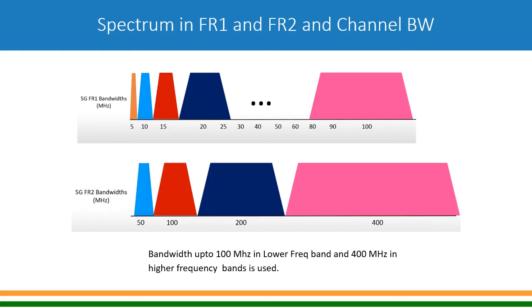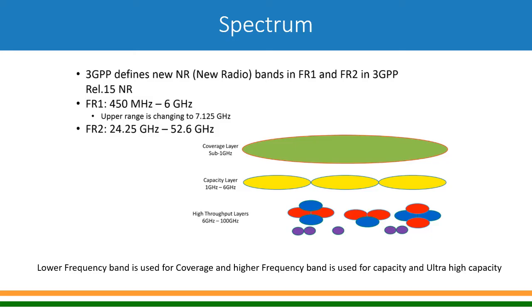Channel bandwidth: in lower frequency ranges, channel bandwidth starting from 5 MHz up to 100 MHz can be used. In the higher frequency bands, channel bandwidth from 50 MHz up to 400 MHz can be used. Lower frequency band is used for coverage layer and higher frequency bands are used for capacity and high throughput layer.